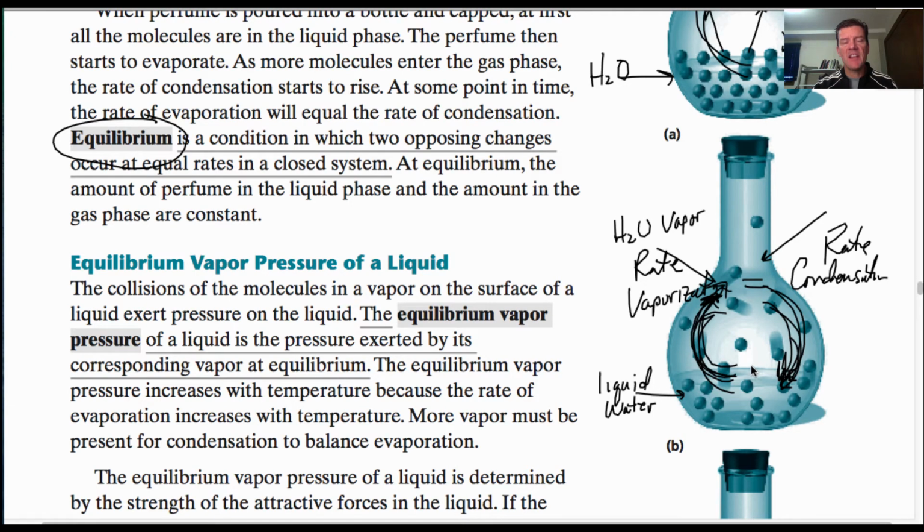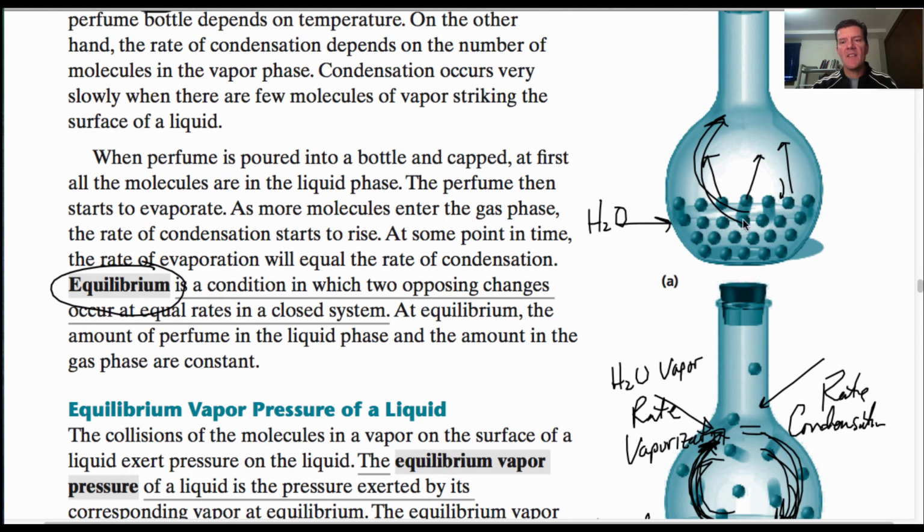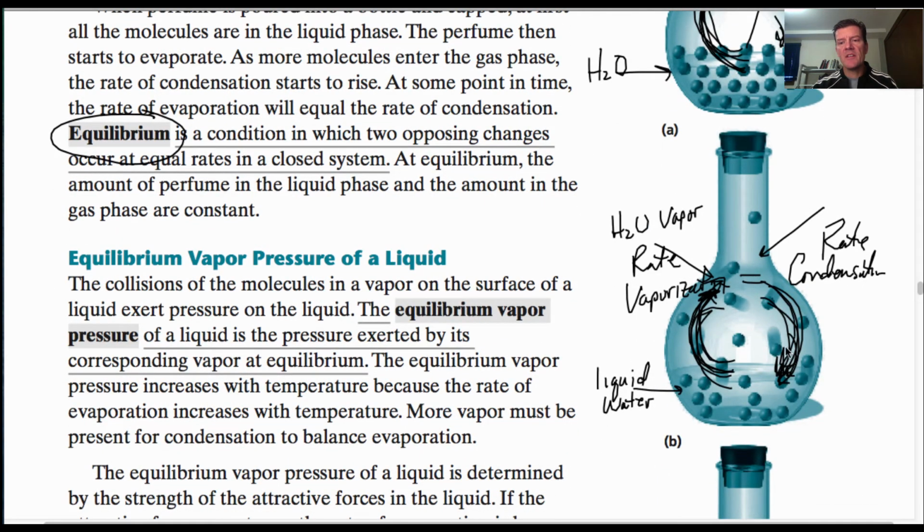Okay? And it takes a little time to get there because initially we had no gas, and then the number of particles that are going to vaporize is great, and the number of particles that condense is small, but over time the condensation rate increases in order to match the vaporization rate, and you're going to have both of them be the same, and that happens. When that happens, you have reached equilibrium.